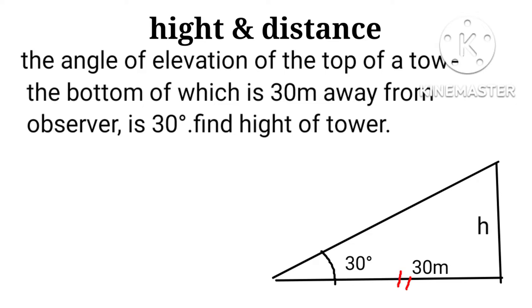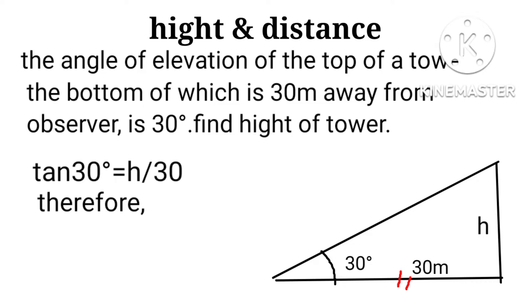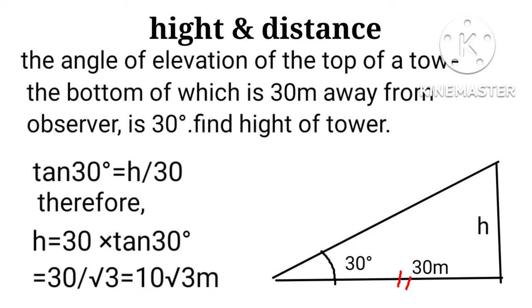Given a tower base is 30 meters, angle of elevation is 30 degrees, we have to find the height of the tower. In the figure, tan 30 degrees equals h upon 30. Therefore, h equals 30 times 1 upon square root 3 equals 10 square root 3 meters.